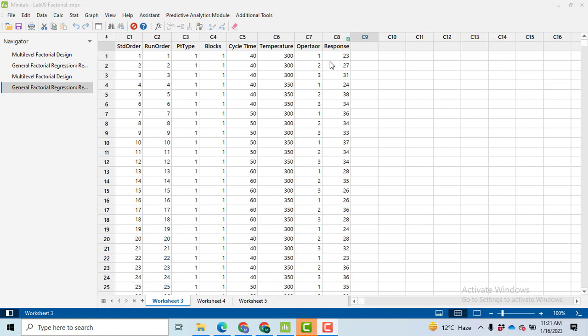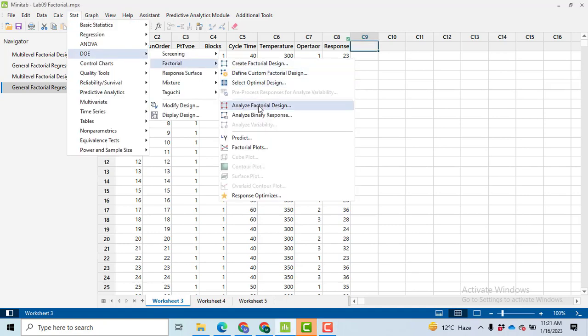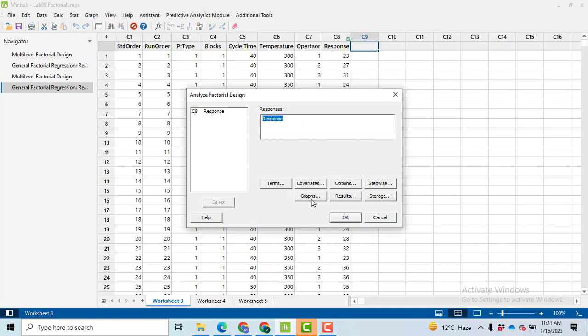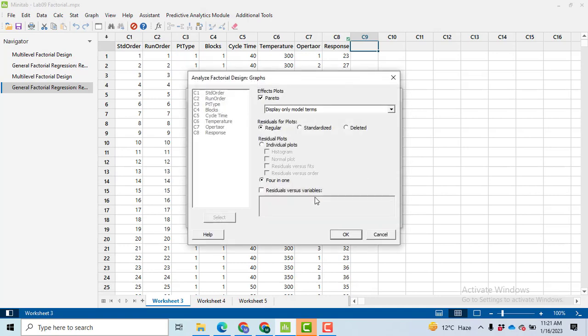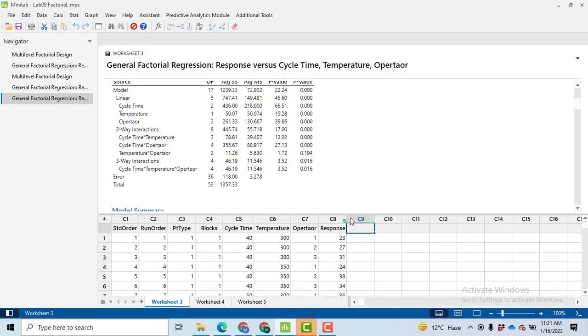Alright, this is the second part of the video on full factorial design analysis in Minitab. Let's solve it. Go to Stat, then DOE, Factorial, Analyze Factorial Design. In the first part, only go to Graphs and select the 4 in 1. Click OK. Don't do anything else at the start, then click OK.